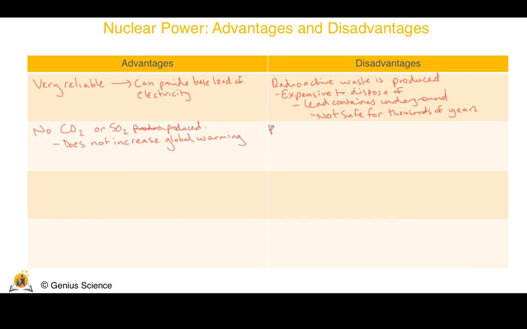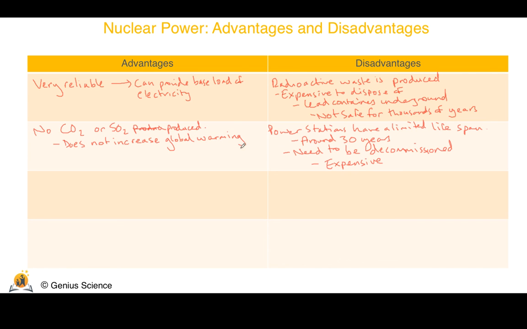Another disadvantage is that nuclear power stations have a limited lifespan. And this limited lifespan is around 30 years. This means that they need to be decommissioned. Decommissioned means shutting down safely. And decommissioning is very expensive.